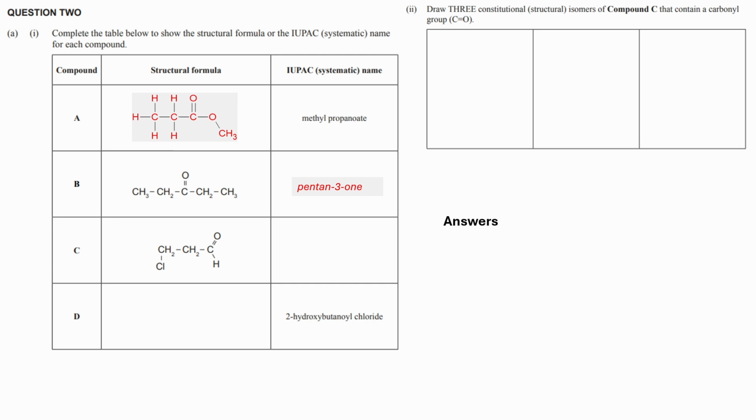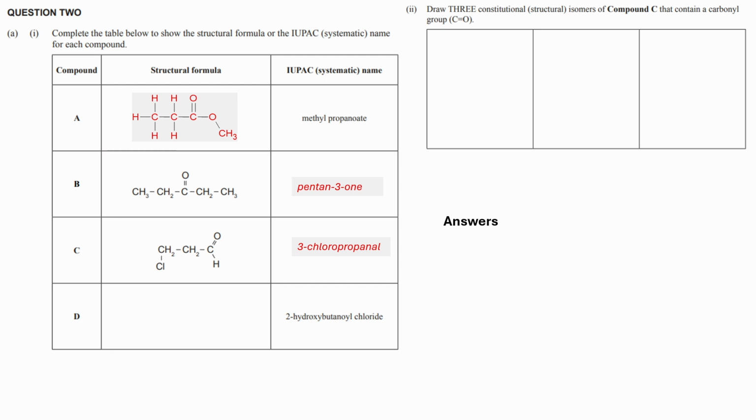Now the next one here, what's the name of this? Okay, it's got 3 carbons in a row, and it does have this aldehyde group on the end, so it's going to be propanal. But it also has this chlorine group coming off the end carbon. Now you have to remember, because this is an aldehyde and it has a carbonyl group on the end, we always start numbering from there. So it's 1, 2, 3. The chlorine is coming off 3, so it's 3 propanal. It's 3 chloropropanal. And the last one here, we have butanoyl chloride.